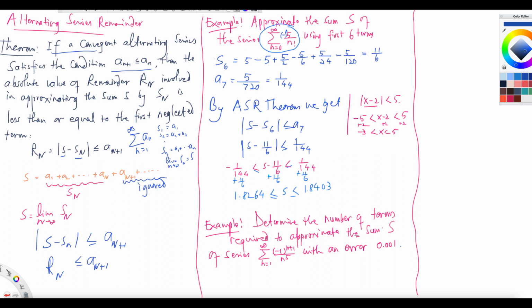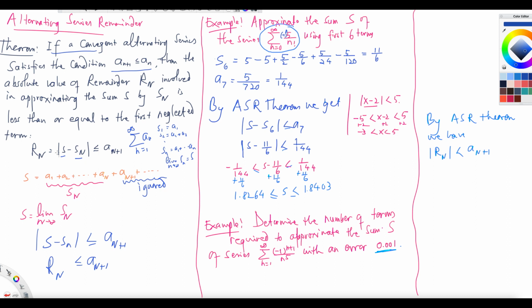Now we use exactly the same theorem. By the alternating series remainder theorem, we know that R_n, the remainder, is less than what? The remainder is less than a_(n+1), right? That's what we know. So what is the remainder? The remainder is that error, right?